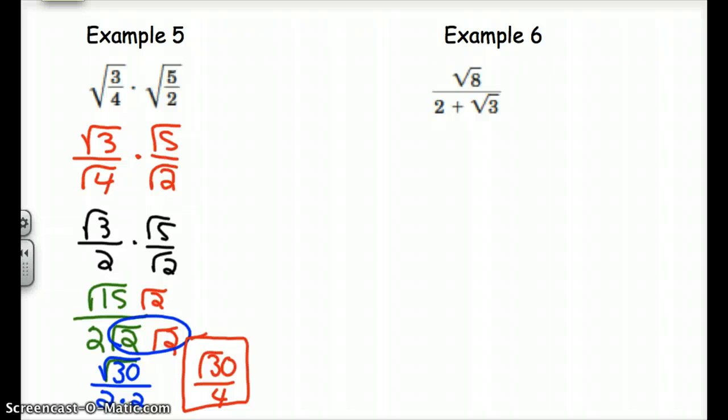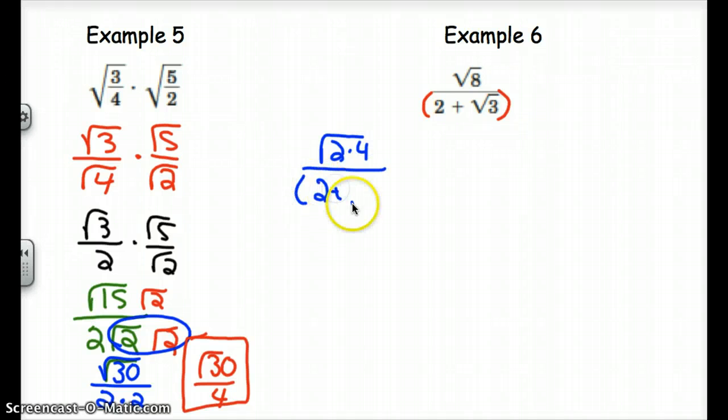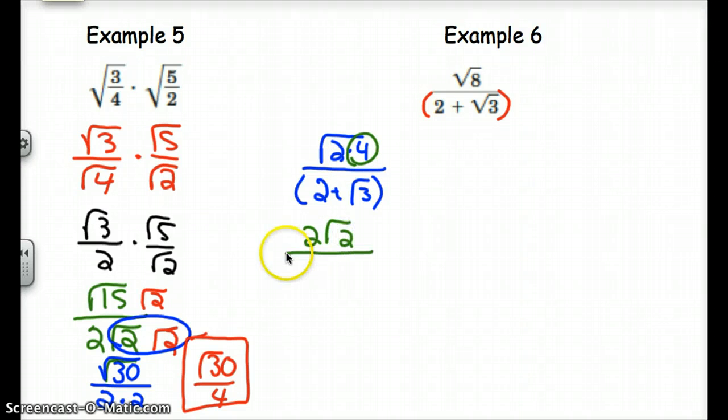Let's take a look at example number 6. On the bottom, on the denominator, I have 2 plus root 3. Now this is a quantity, so it has parentheses around it. So first I look at root 8, and I can simplify that. Root 8 is root 2 times 4, and I have 2 plus root 3 on the bottom. Square root of 4 is 2, root 2. And then I still have 2 plus root 3 on the bottom. That's a quantity, so I put parentheses around it.